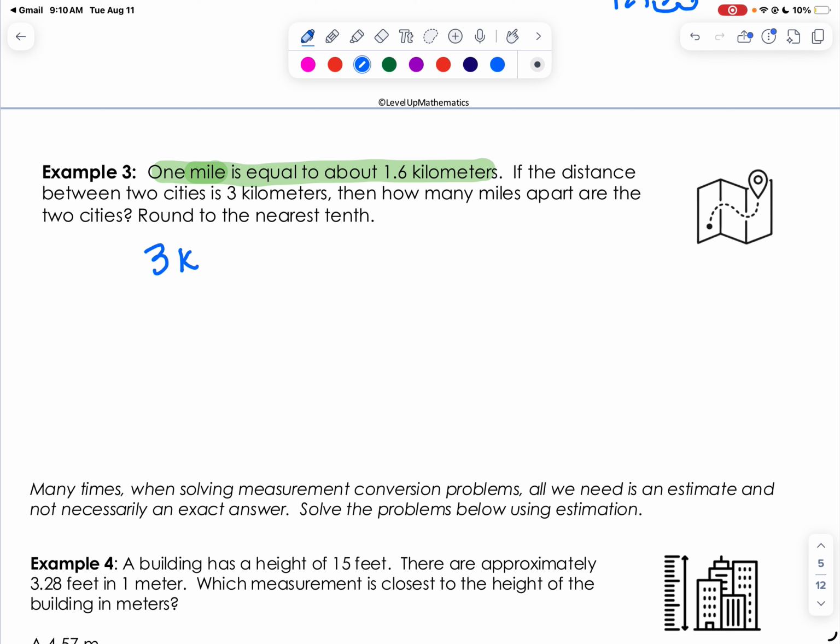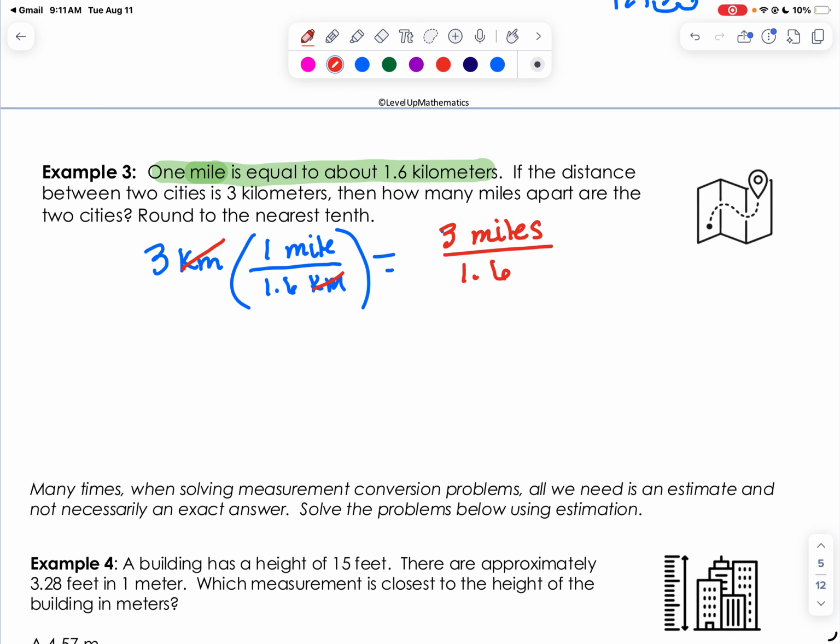I said 3 kilometers, and then in my unit rate, I put the 1.6 kilometers on the bottom so that the kilometers would cancel out. I put the 1 mile on the top. So with my kilometers canceled out, it ends up being 3 miles divided by 1.6. So I need to rewrite that as 30 divided by 16. All right, so let's come over here. Say 16, we'll go into 30 one time.